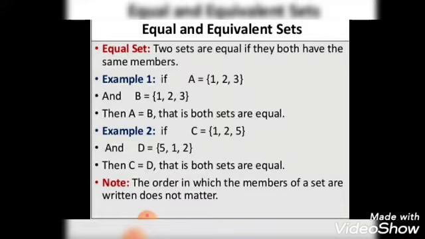So A is equal to B. These both are equal sets. Same sets are there. Next, example 2. Set C is equal to {1, 2, 5}. Set D is equal to {5, 1, 2}.